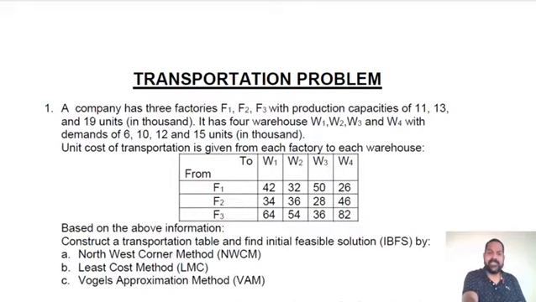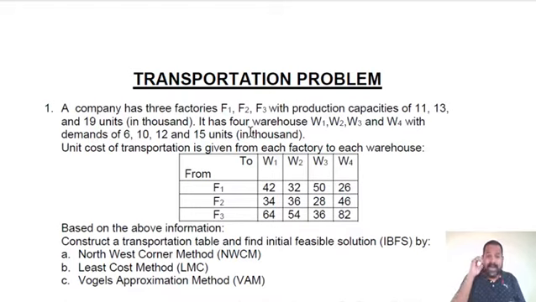The question says that a company has three factories, F1, F2 and F3, which have production capacities of 11, 13 and 19 units in thousands. So I have three factories where I'm producing something. What am I producing? I don't know. Could be anything: clothes, water bottles, pens, cars, trucks. Factory F1 has a capacity of 11, F2 has a capacity of 13, while F3 has a capacity of 19 in thousands. So F1 has a capacity of 11,000, F2 of 13,000 and F3 of 19,000 units.